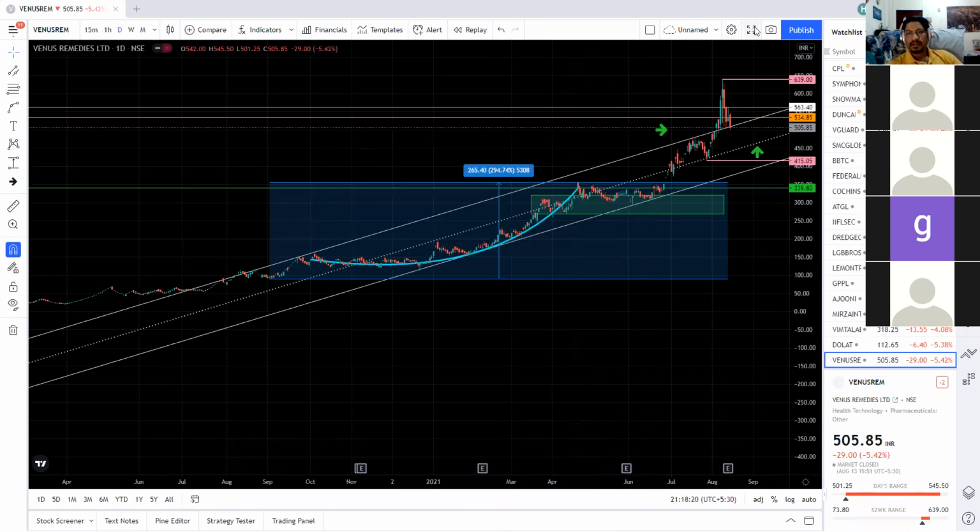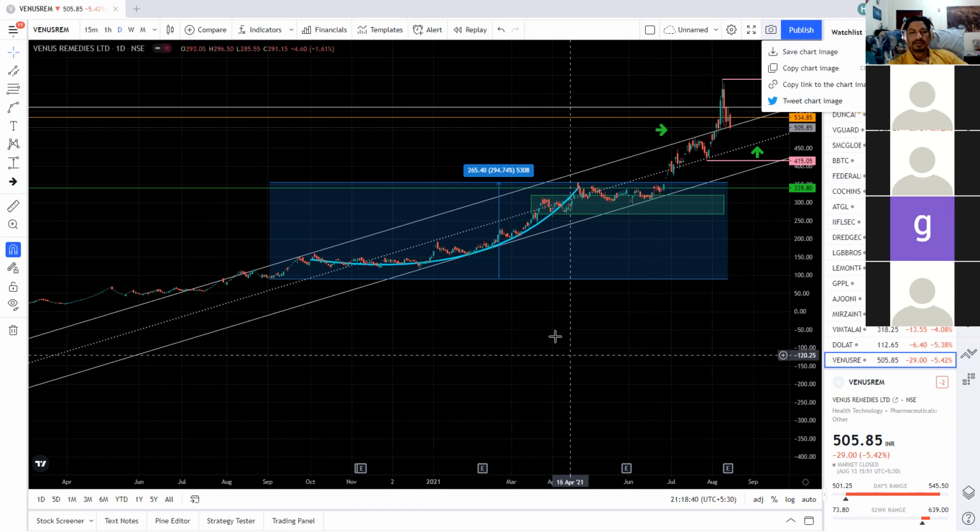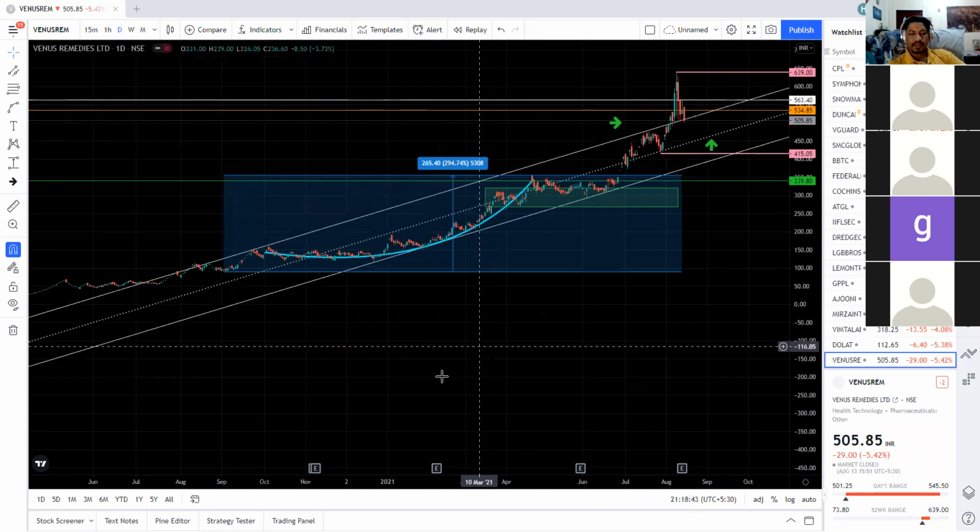And then there is full screen. Take a snap. If you want to share this chart with anyone, just simply take a snap here, copy the chart image, and you can share this chart. Save it as an image file. You can tweet directly or create a link and share. These are the features on the left side.